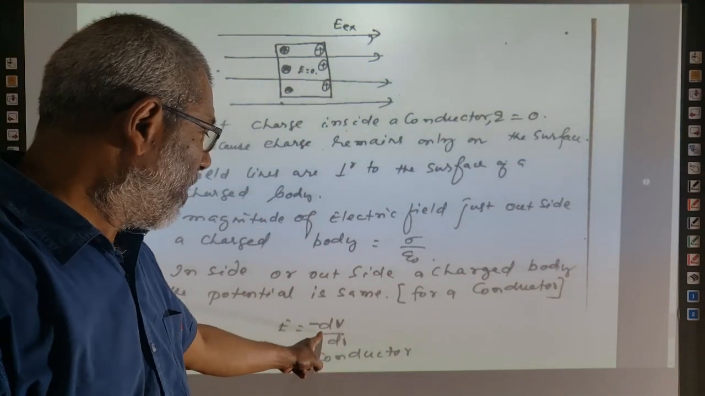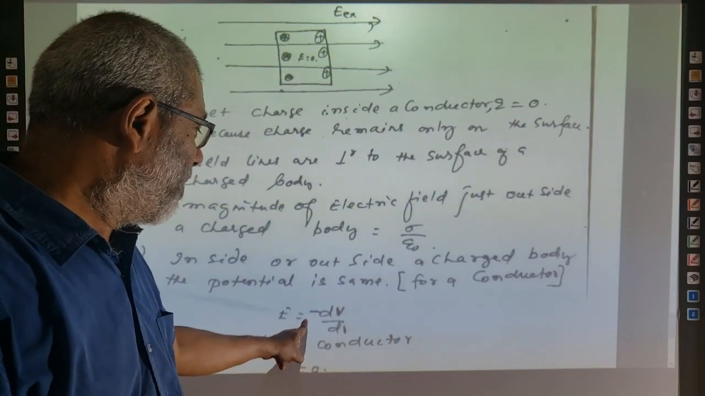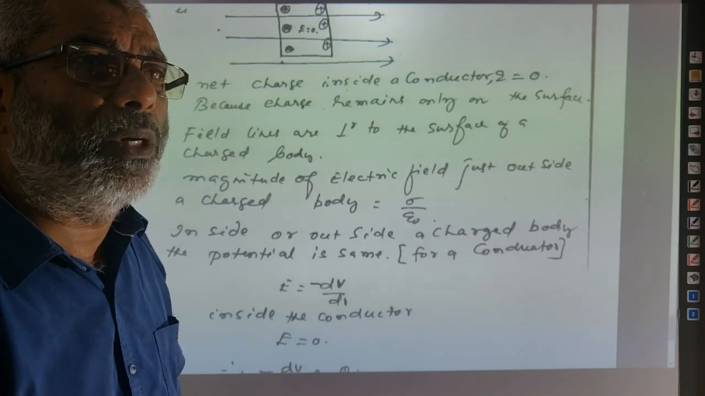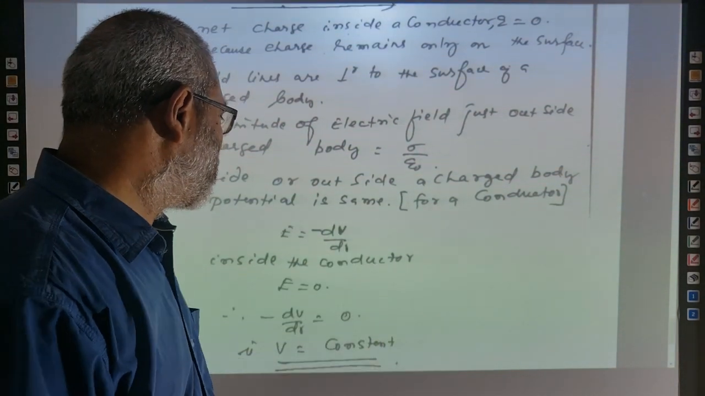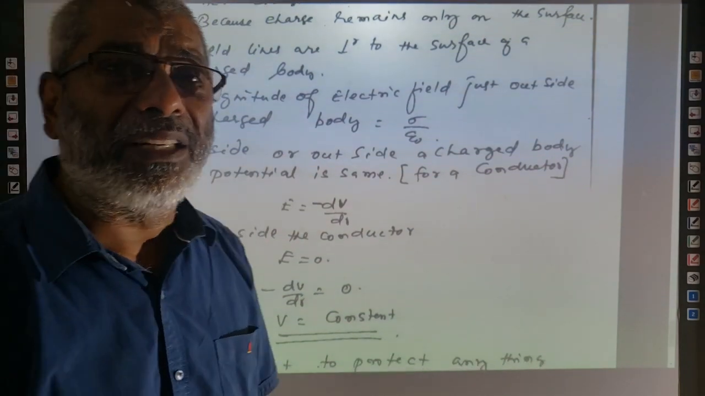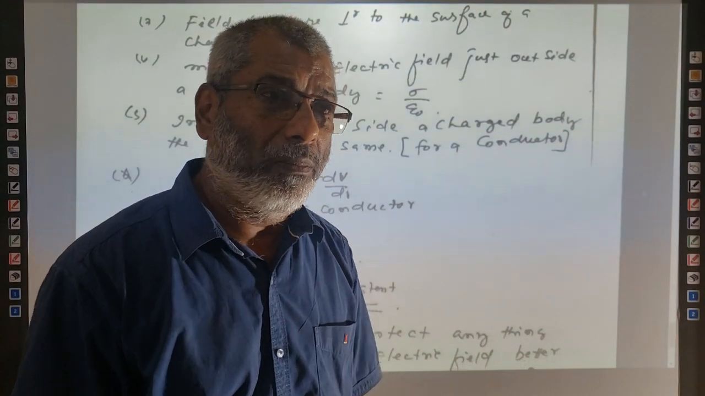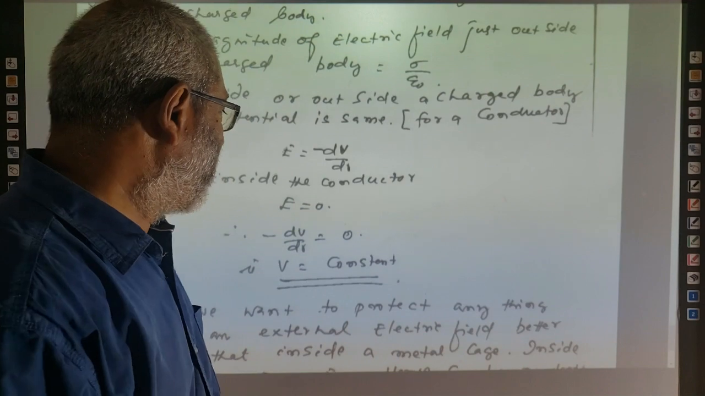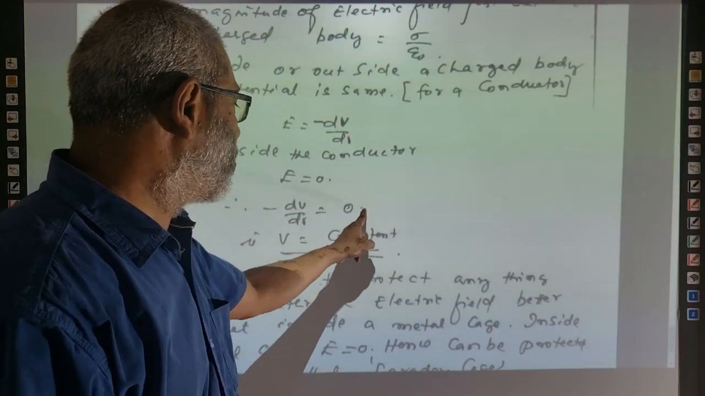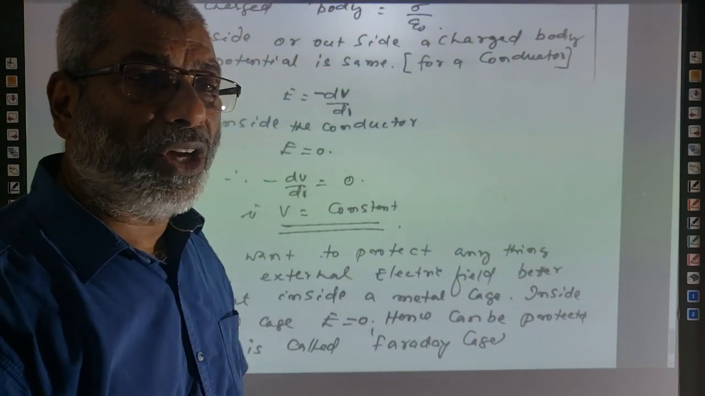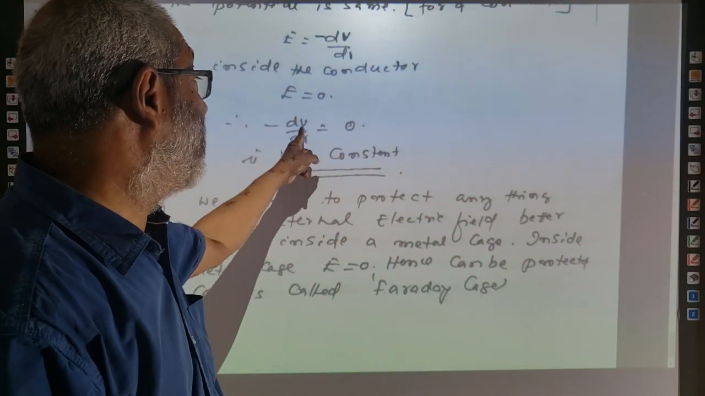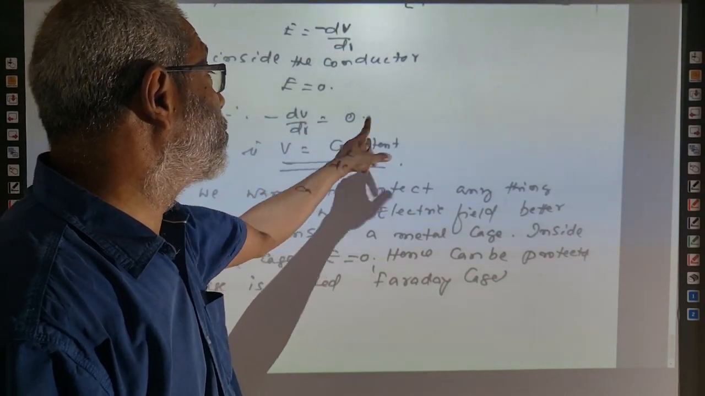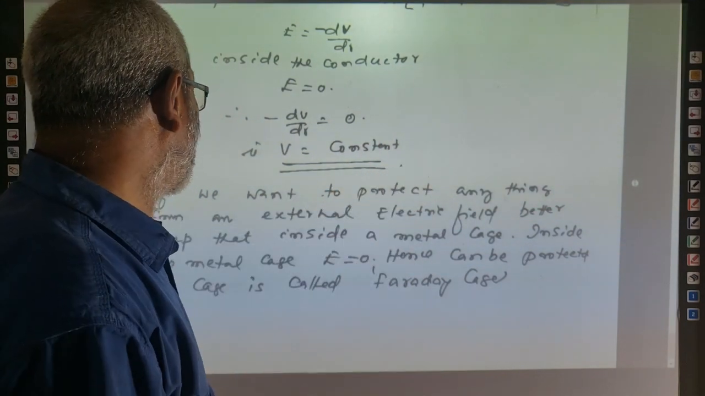We have already said this relation when we were discussing equipotential surfaces. We got a very important relation, that is E is equal to minus dV by dr. Inside a conductor, E is equal to 0. Therefore, dV by dr is equal to 0. dV by dr equals 0 means V is equal to a constant.